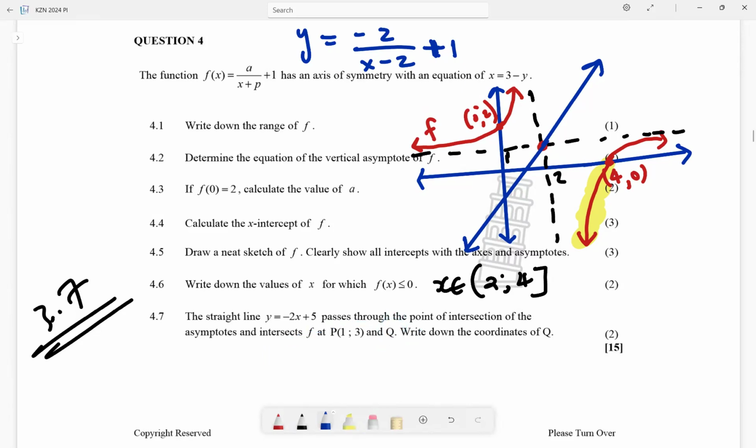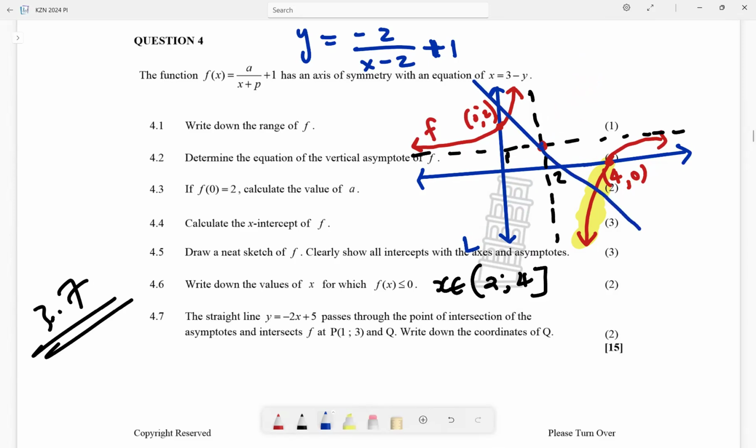Let me try to see exactly what the examiner is trying to say. And it intersects F, our graph of F. So it means now, at 1 and 3, where is 1 and 3? We might say this is 1 and 3 somewhere there. So it is not positive like that, it is something like this, maybe, such that it intersects our graph.